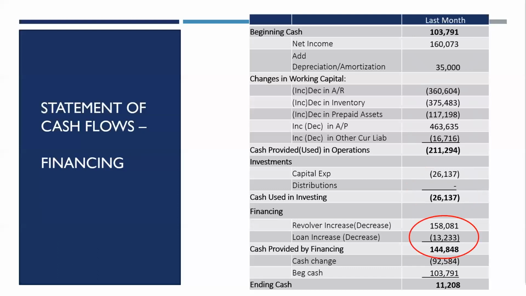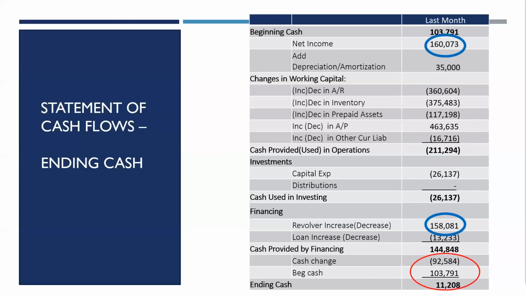Under financing, they borrowed money from the bank. This was an increase in their use of their line of credit. It seems that there are really two loans here. One was paid down by $13,233, and the other was cash drawn out of the credit line to the tune of $158,081. The net change was an increase in cash available to the business of nearly $145,000.